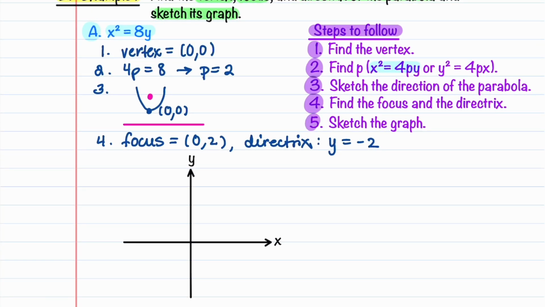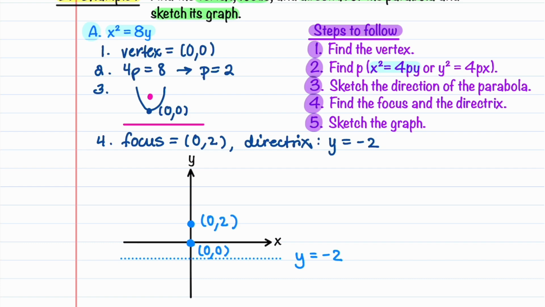And now our last step is to just sketch the graph. Let's put down our vertex. We'll label it as (0, 0), and then we'll put our focus. That is (0, 2). I'm going to put that right here. And then our directrix is going to be located here, and it's given by the equation y is equal to -2. It's always nice to label things on your graph.